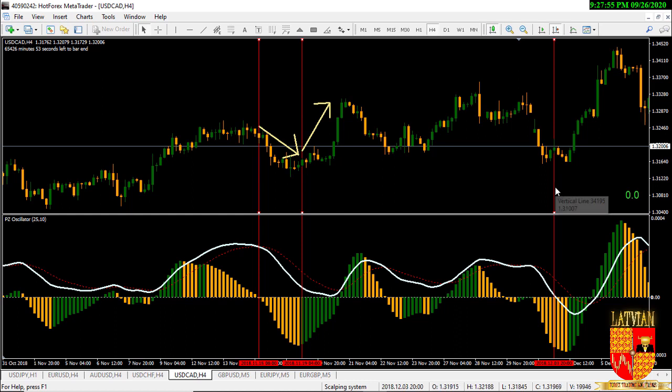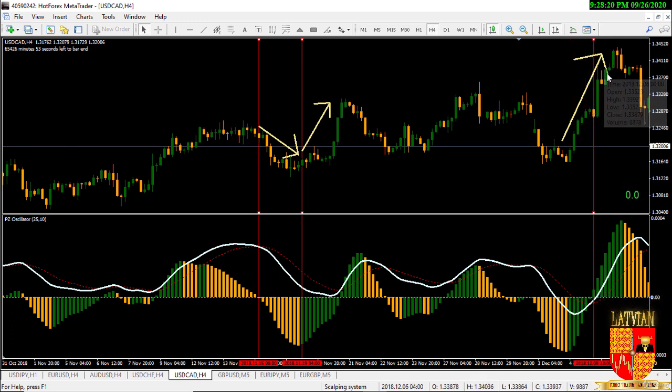So again, let's take a look at this. Here again you did have the green histogram, and look at what price did. It went all the way to the upside, telling you that the retracement was over. And you didn't have to wait until the histograms went above the zero line like they did right there. Although you would still have been profitable, you'd have been a little bit late.